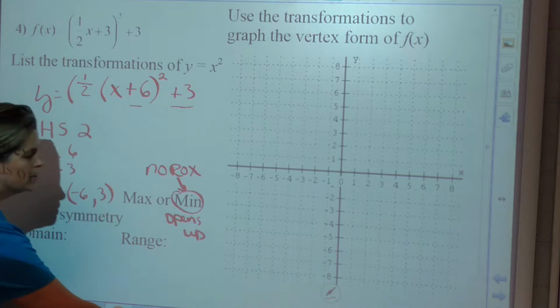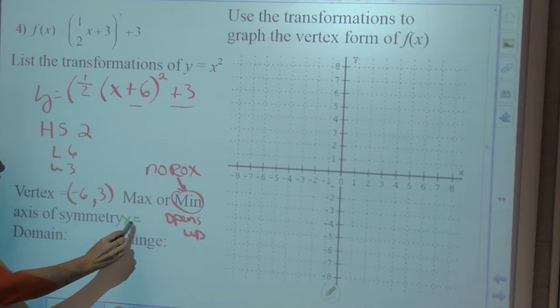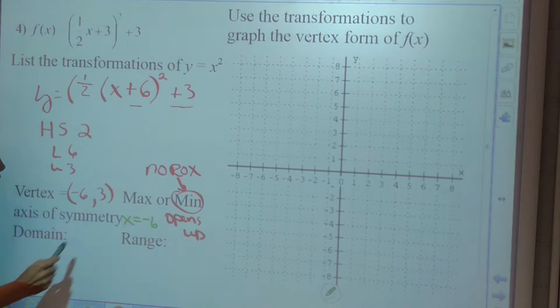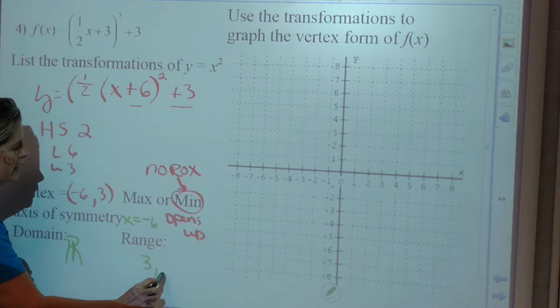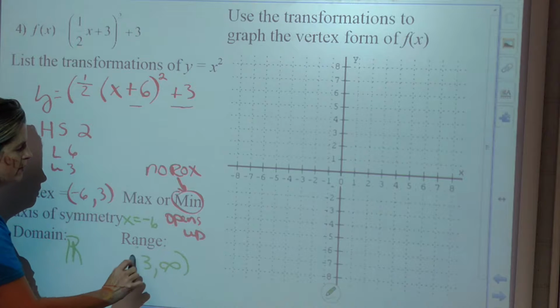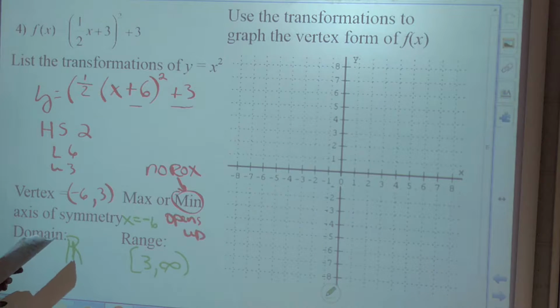Axis of symmetry is always based on your x value of the vertex, and it's an equation, x equals -6. Domain, like we said, always all real, and the range, since it's opening up, starts at the vertex and goes to infinity. The y value of the vertex becomes the range, since range deals with y's.